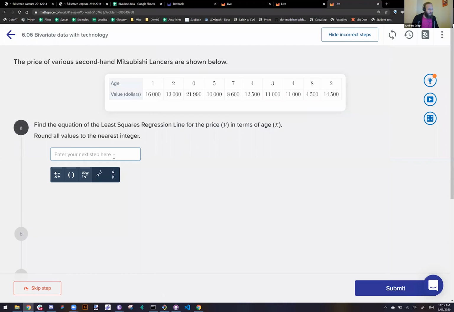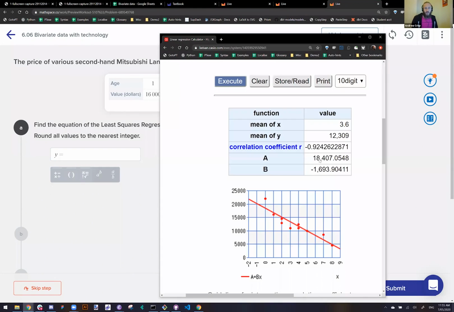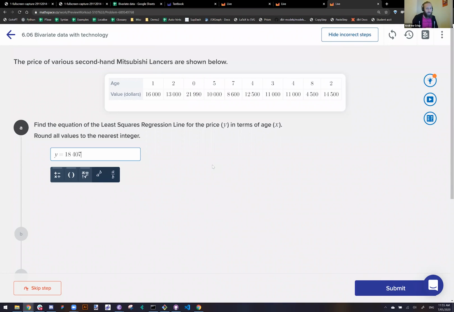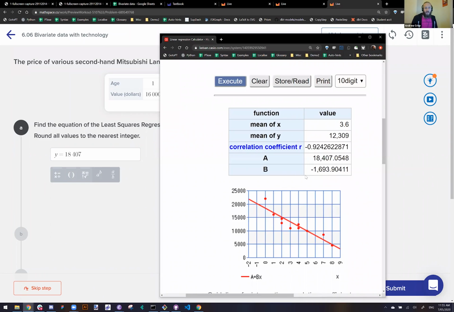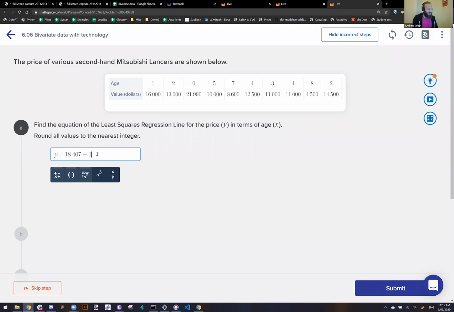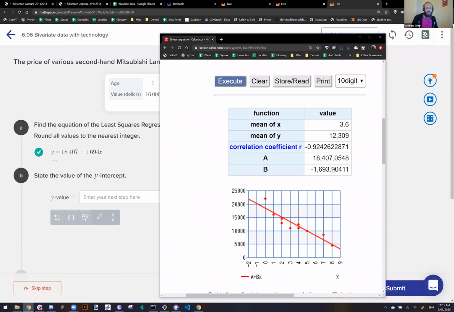So y equals 18407, and then minus 1694, because I'm rounding to the nearest integer, minus 1694x. So I just rounded each of these to no decimal places, to the nearest integer, and I substituted them into the formula the right way around. Classic mistake to get them the wrong way around.